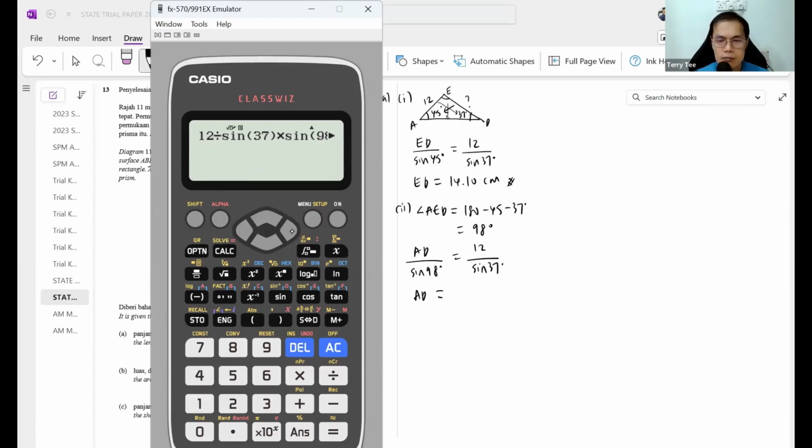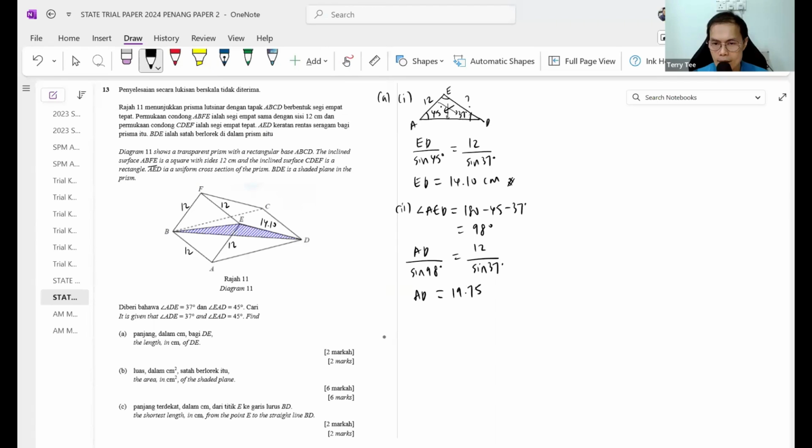See the front one, 12 divided by sine 37 times sine 98, 19.75. Yeah, AD is 19.75. It's important that you find AD first, because if I know this 19.75, it has a rectangular base ABCD, this is 90 degrees. I can find BD by using Pythagoras' theorem: 12 squared plus 19.75 squared, put the square root over.